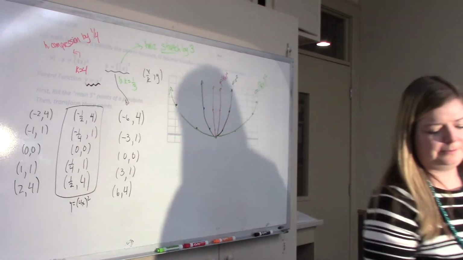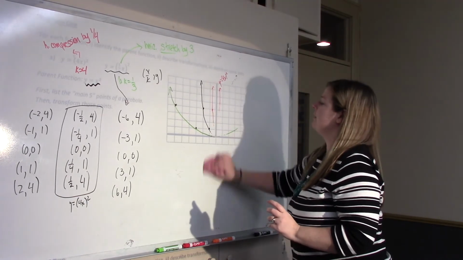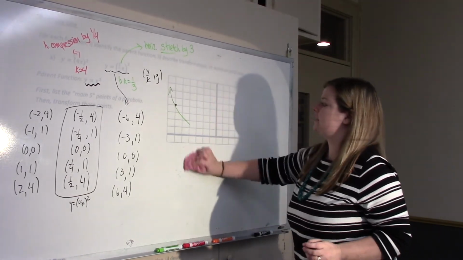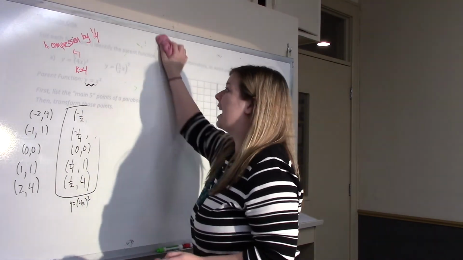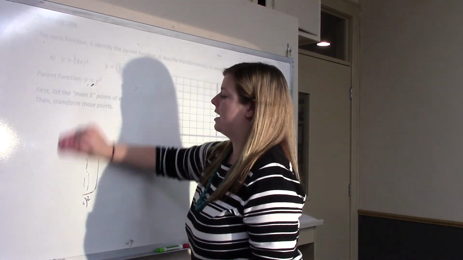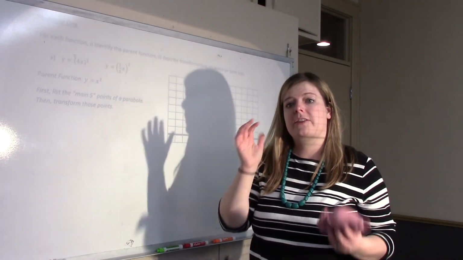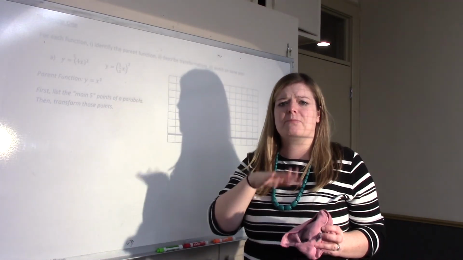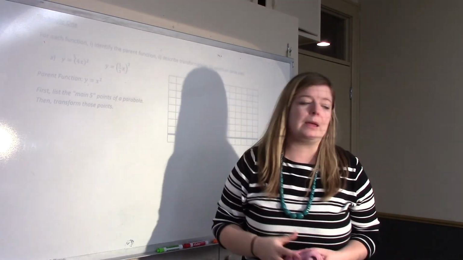Okay, one more example. So for any of the parent functions, the best thing to do is to start with, let's say, 5 or 6 of the key points from that parent function, the key points you would use to plot the parent function, and then you just take those points and transform them.